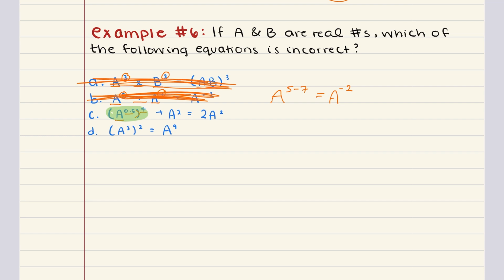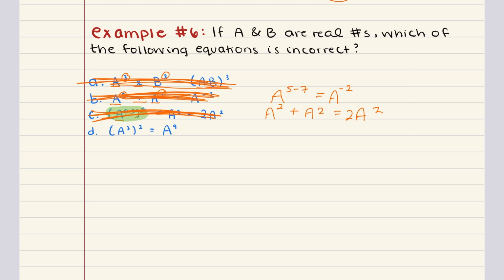Here, we can simplify this using the power rule of exponents. This is simply going to be A raised to 0.5 multiplied by 4, and that's equal to A squared. So here, our equation is just A squared plus A squared is equal to 2A squared, and this is valid because you're simply adding 2 terms of A squared. So answer choice C is correct, and we can go ahead and eliminate it.